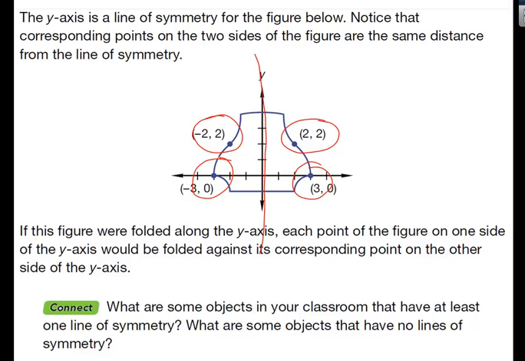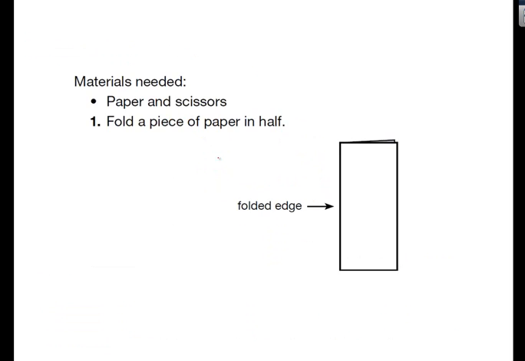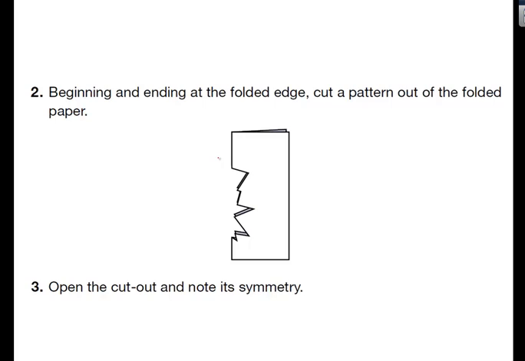So think of some objects that you have there in your room or your house or around our classroom that have lines of symmetry. They have one or more than one. And what are some objects that you can see that don't have symmetry? Take out a piece of paper and fold it in half. Grab a pair of scissors. Just do this little experiment for me if you would. Just grab a piece of paper and scissors, fold it in half, give it an edge, then begin and end on a folded edge, cut a pattern out, and then open it up and note the symmetry.